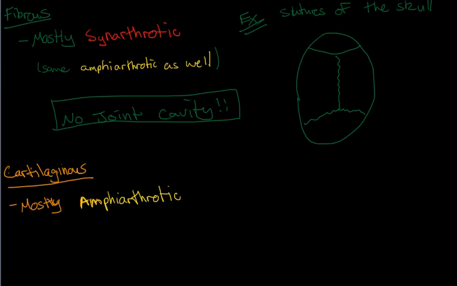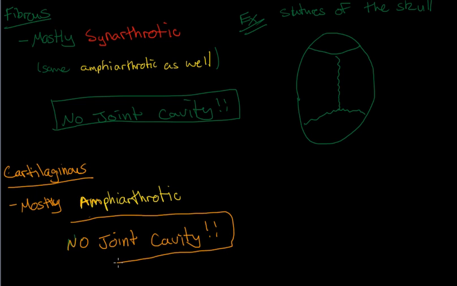And also there's going to be no joint cavity in here. Let me put that out here as well. No joint cavity. So again, this is a joint that you don't think of as your standard example joint like a knee or an elbow or a shoulder. Those are synovial joints, and those are what we're going to be talking about next time.